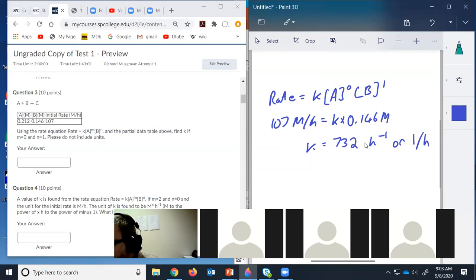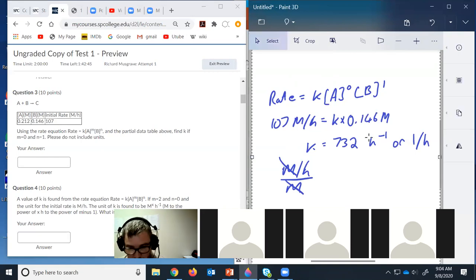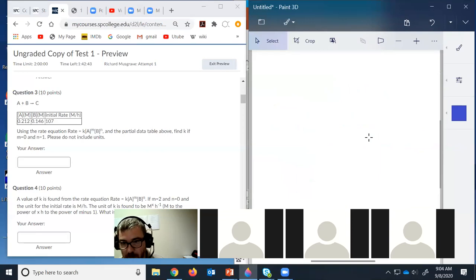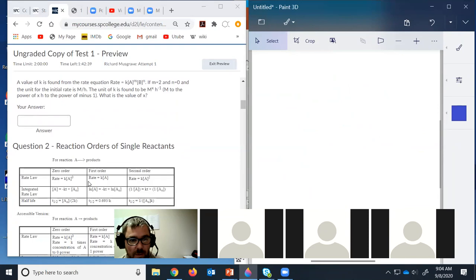Now, as far as the units go here, the situation was it's molar per hour over molar. So the molars cancel. We end up with per hour, or 1 over hour, as the unit. Now, I am going to do the other one as well for question 4. But both parts are really for K. So let's look at this one.